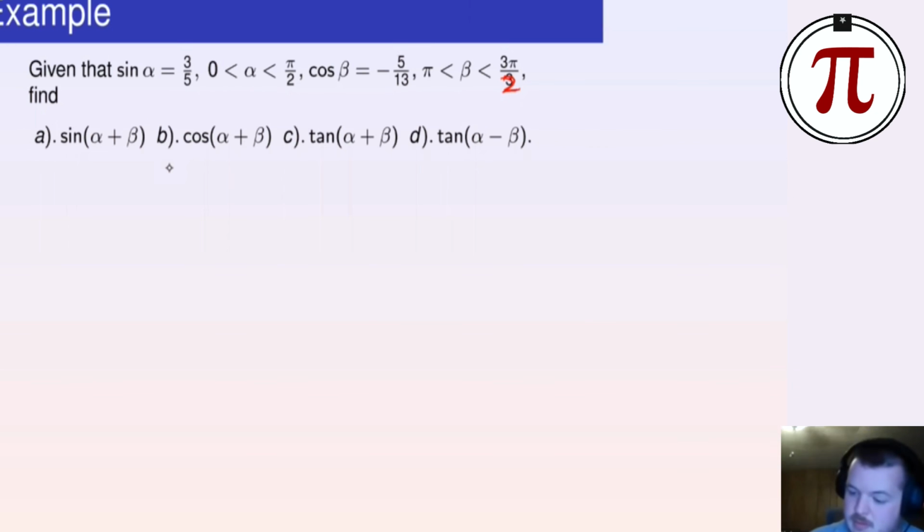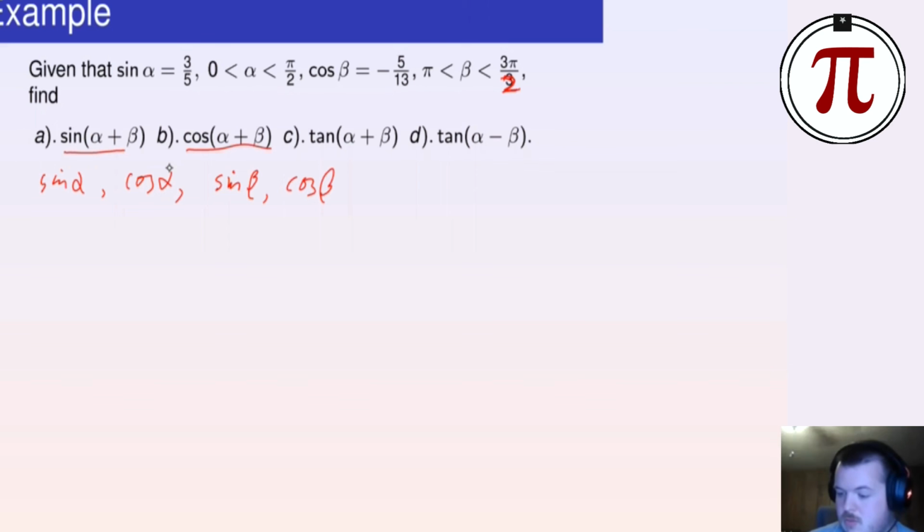Okay, very good. All right, so this question utilizes what? Sine, cosine, tangent, all of them, right? So we have to find all of them. How can we do that? Let's first see what we need. In order to find the sine of alpha plus beta, we would need what? The value of sine alpha, cosine alpha, sine beta, and cosine beta, right? For cosine, it's the same thing, still the four values. We would need these, correct?